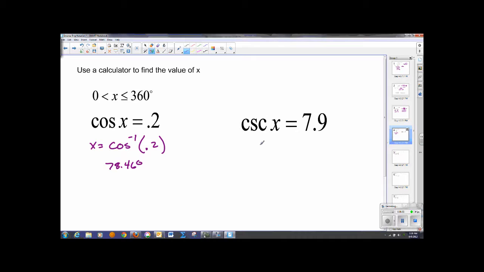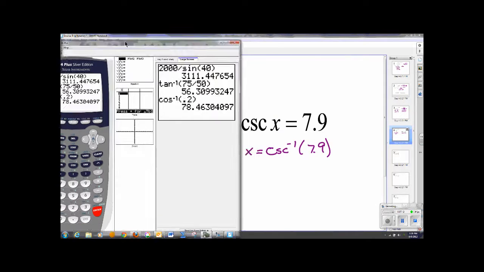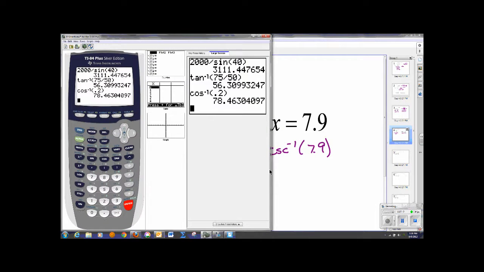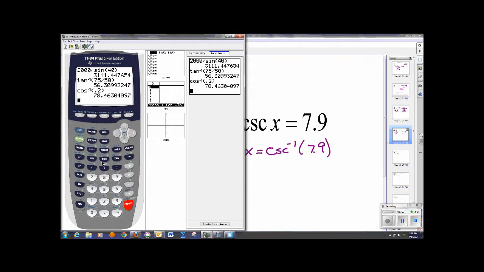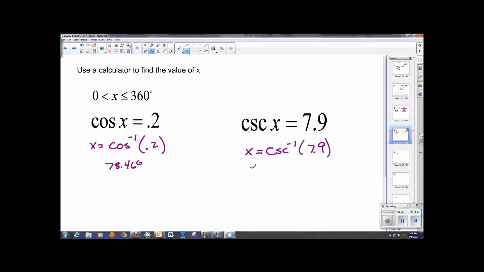Now, the inverse cosecant is a little bit different because there is no inverse cosecant on my calculator, as you can see right before you. All I really have is sine, cosine, and tangent and its inverses. However, I know that I can rewrite cosecant as a form of sine. So I know cosecant's the reciprocal of sine, so I can then say that sine of some theta value, or x, is equal to 1 over 7.9.